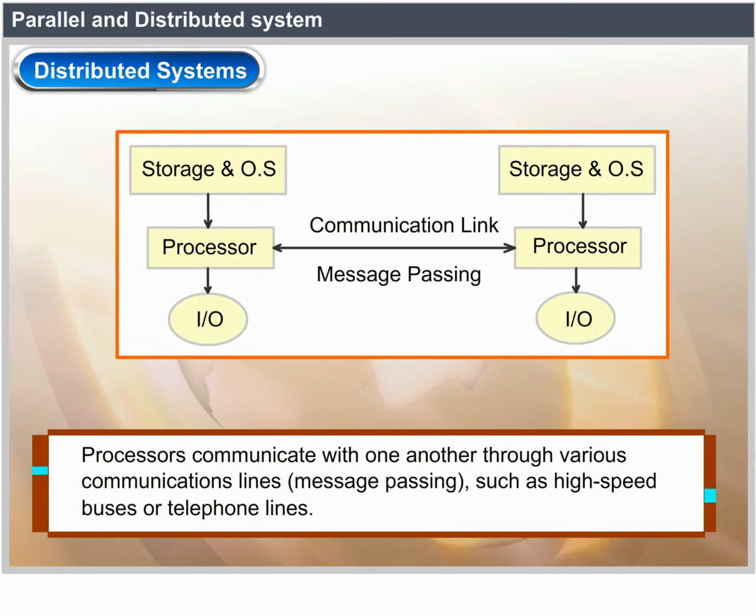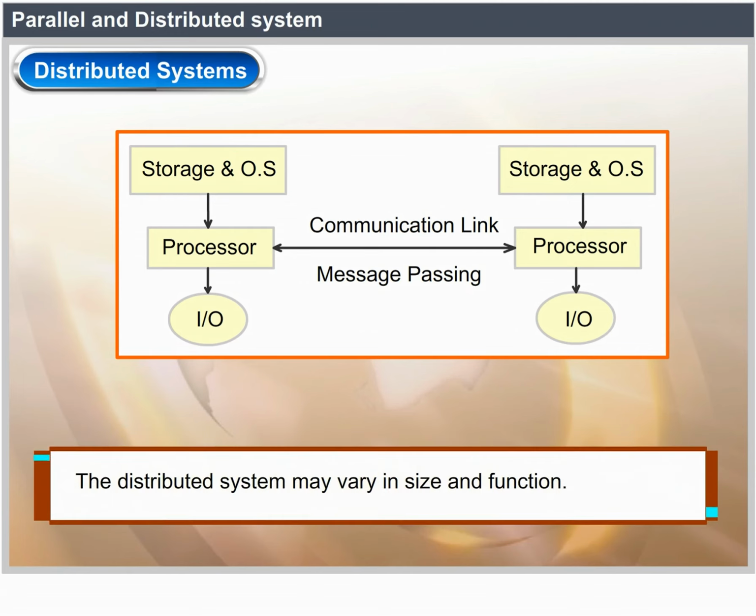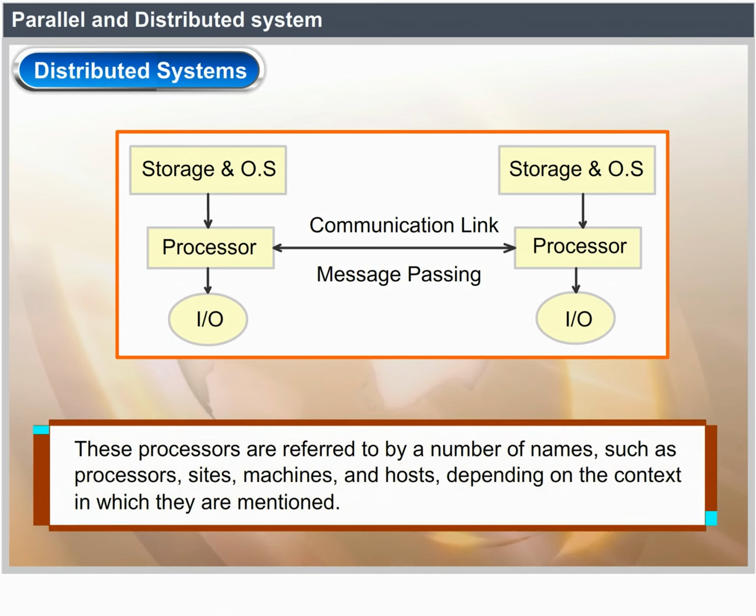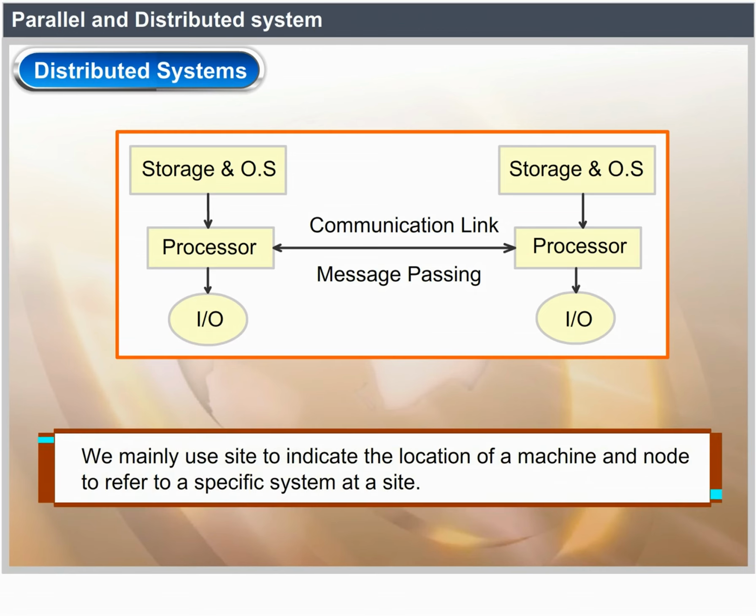Processes communicate with one another through various communication lines, message passing, such as high-speed buses or telephone lines. The distributed system may vary in size and function. These processes are referred to by a number of names such as processors, sites, machines, and hosts, depending on the context in which they are mentioned. We mainly use site to indicate the location of a machine and node to refer to a specific system at a site.